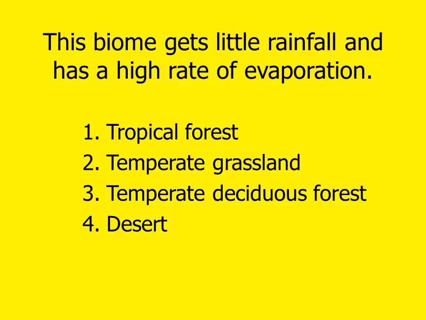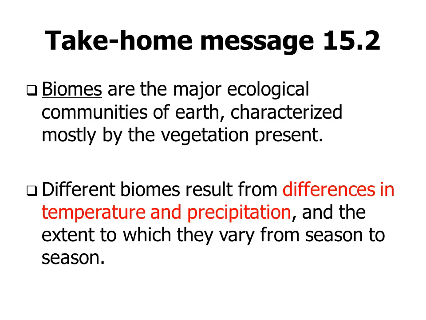Alright, so you're probably going to go back to the chart to answer this question. The answer is number 4. Alright, biomes are the major ecological communities of Earth, characterized mostly by vegetation. That's because the vegetation is going to be dictated, though, by the temperature and the amount of precipitation in the case of terrestrial biomes.